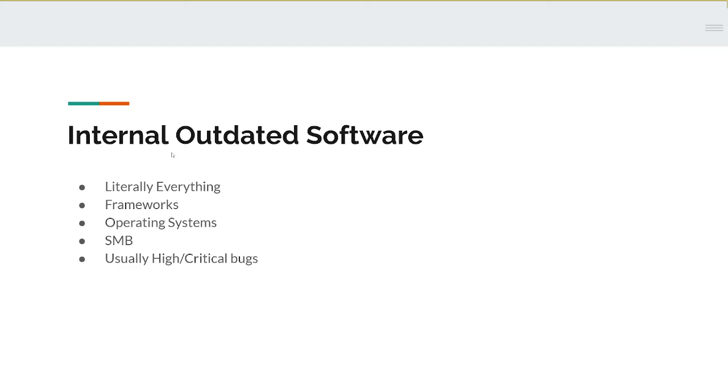Frameworks, you see loads of frameworks out of date, PHP, things like CakePHP. You see operating systems out of date, as I was just saying. SMB is a big one, usually because they're running old protocols, old versions of the protocols. And yeah, these are usually high or critical risk issues. Not always, but usually.